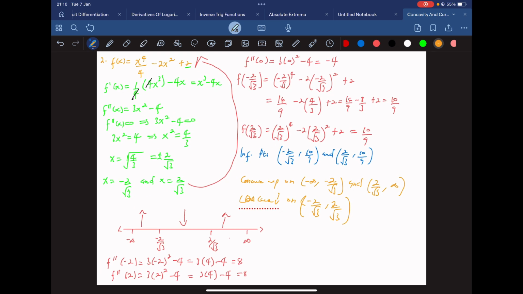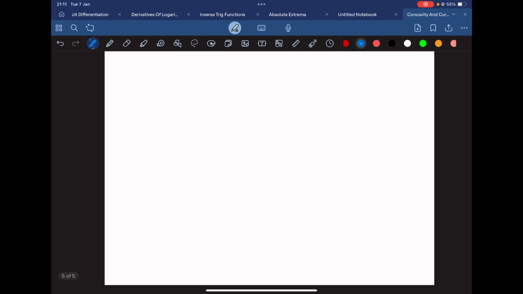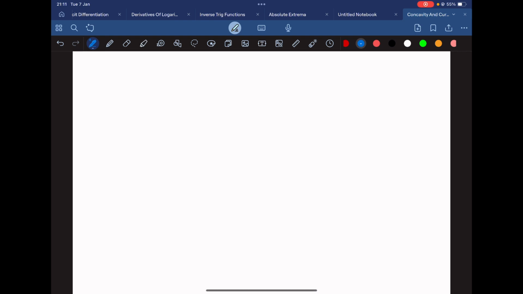Yeah, so I hope this explains it enough. Let's look at another question. So for the third question, we have to sketch. So sketch the graph of the function x to the power of 4 minus 4x cubed plus 10.